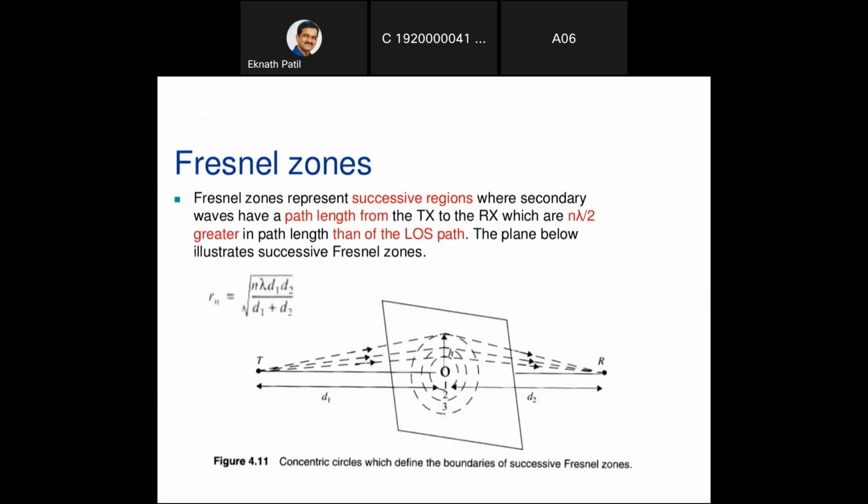Fresnel zone, we are going to consider as the secondary region where the secondary waves have a path length from the transmitter to the receiver which is n lambda by 2 greater than the path length of the LOS. So whenever there is no path for the LOS, that is the line of sight, at that time what happens? The diffraction, or we can say the secondary waves, come into the picture. So Fresnel zone is nothing but the zone in which secondary waves are reached and the communication takes place. Okay, so that part is related to this one.